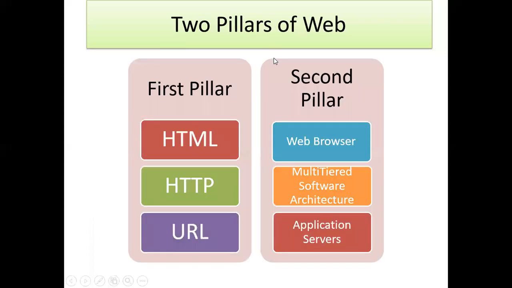Then application servers. Application servers in the second pillar are the software framework that provides an environment where an application can run. This application server offers facilities like APIs, runtime libraries, programming languages, and database connectivity that make application development and administration easier. And the multi-tier software architecture is a design for web applications that separates the implementation perspective and makes data management easier. So these are the two pillars of the web.